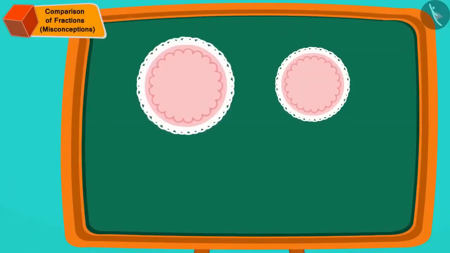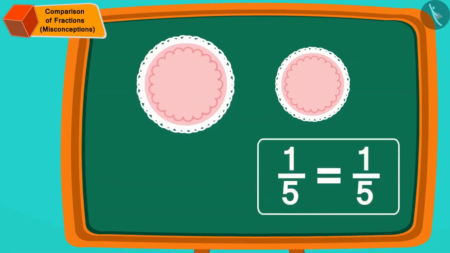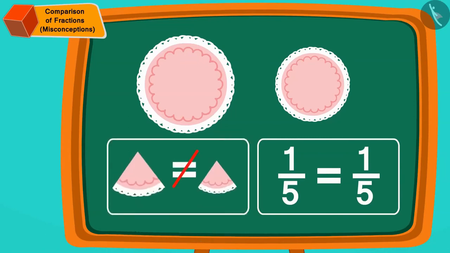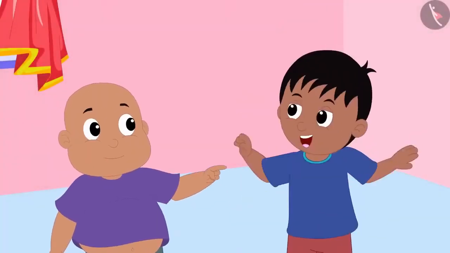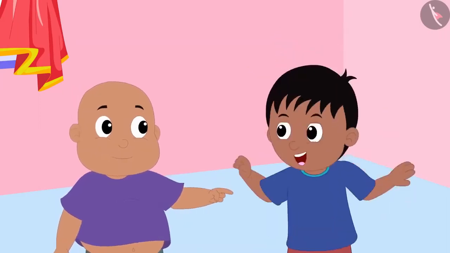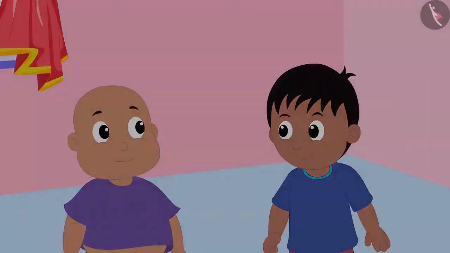Children, remember that even if the fractions of the parts of 2 objects are the same, but if the quantity of those objects is not equal, then those parts will not be equal. When Bablu explained this to Raju, Raju jumped with joy that he got more cake than Bablu.